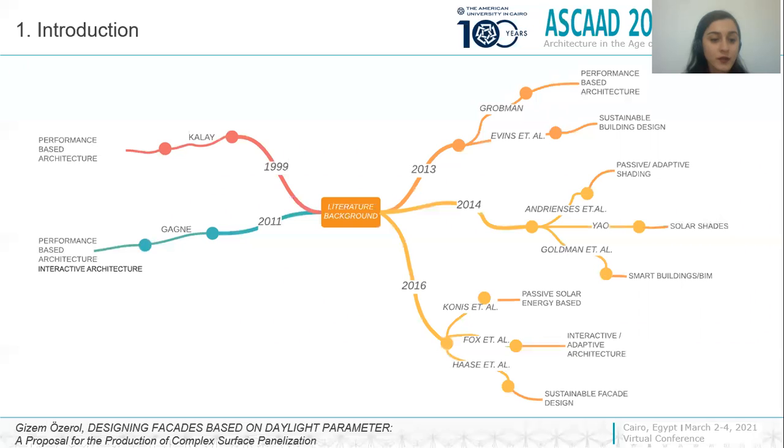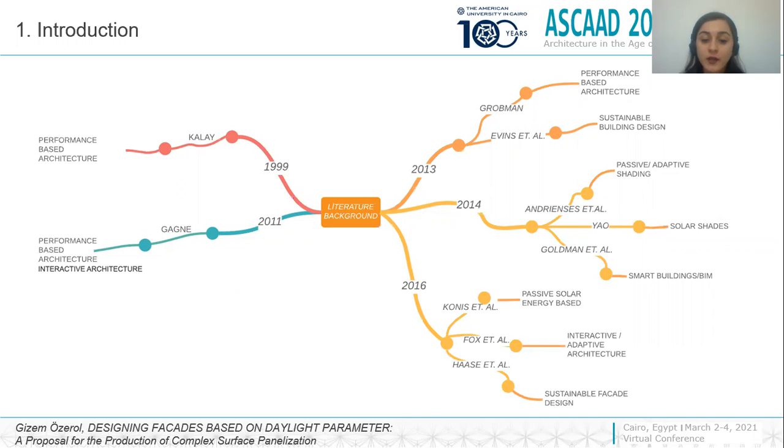First, on the left side, we can see the cross-section between performance-based architecture and interactive architecture in the earliest research. According to Kalay, performance evaluation is intended for form, function, and context. By addressing environmental factors, designers could be encouraged to produce location-based solutions. Gagne also stated that many different digital tools have been developed for daylighting.